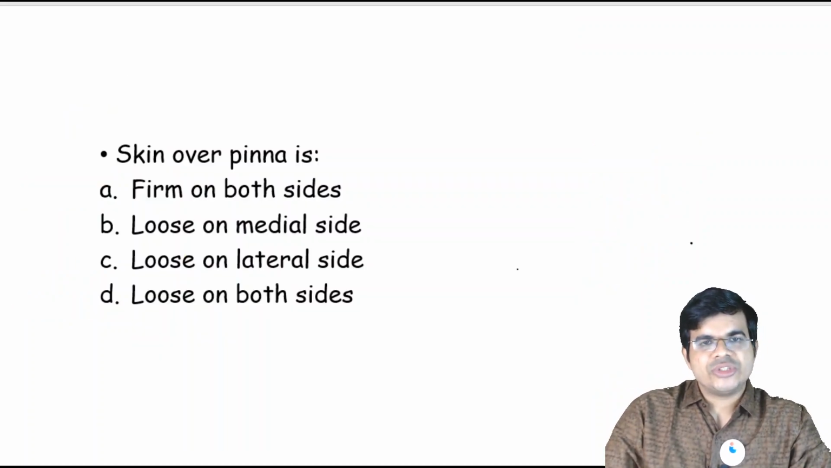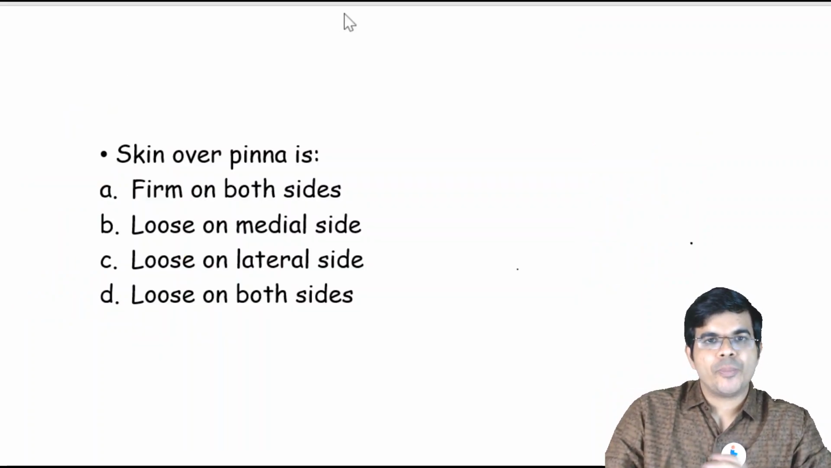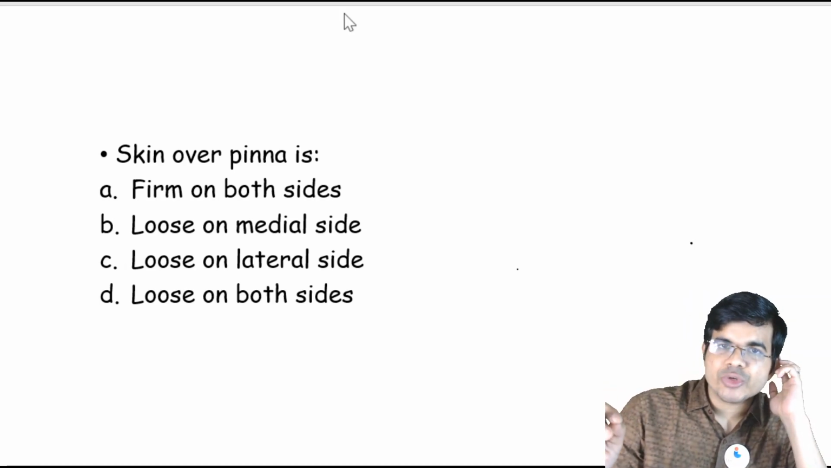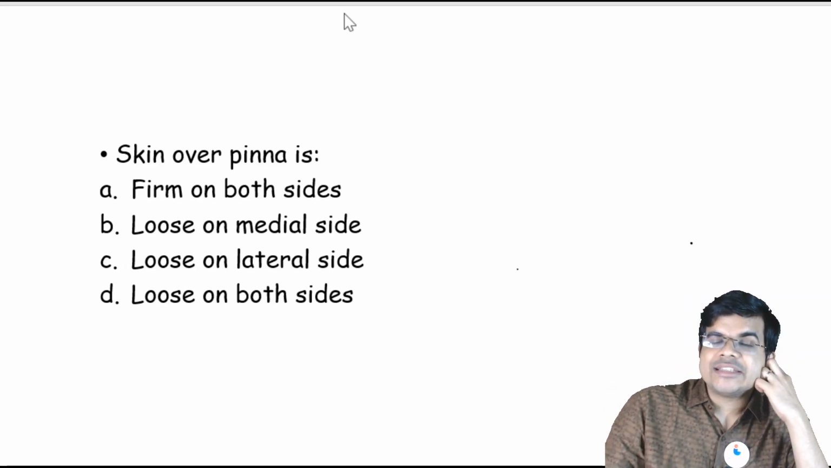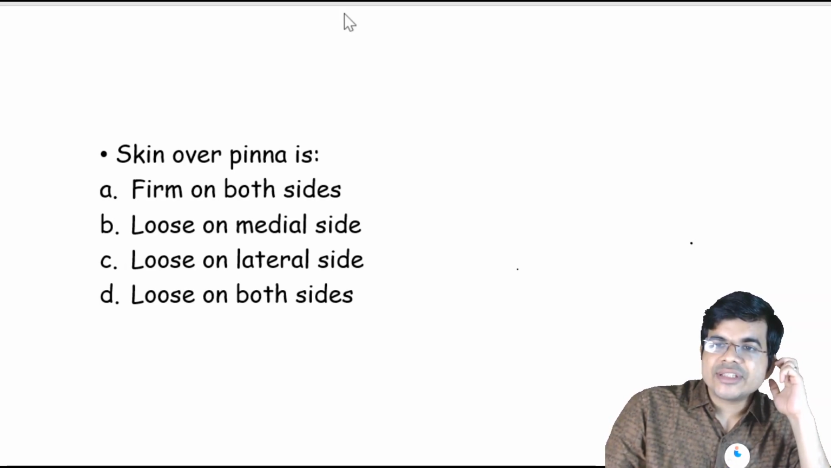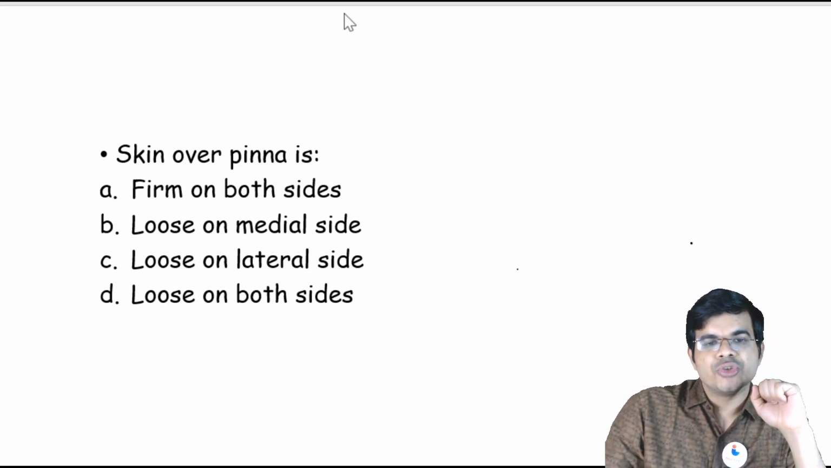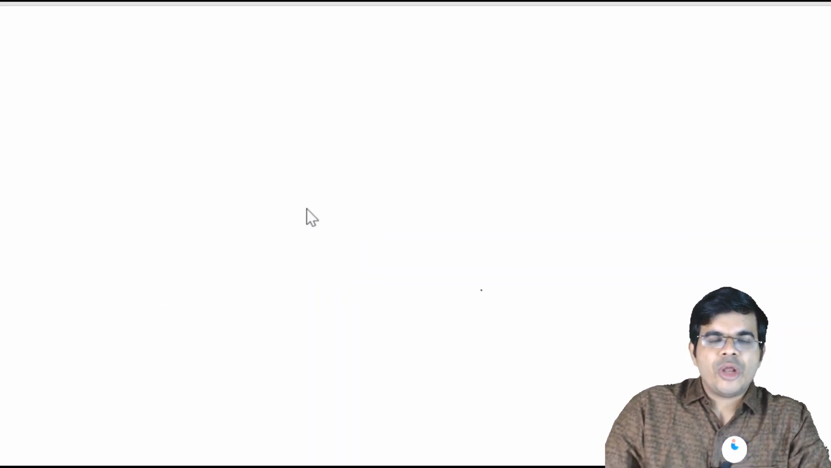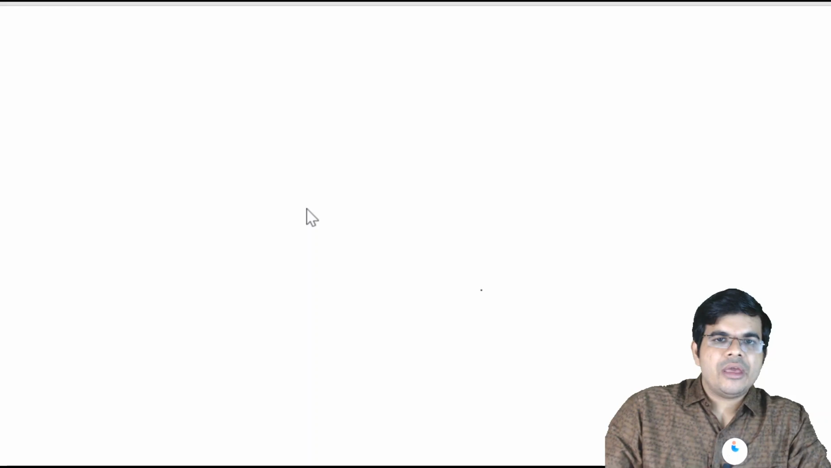And yes, questions are usually asked from this area like this: skin of pinna is firm on both sides, loose on medial side, loose on lateral side, loose on both sides. This I already told you, that is pinna has got a lateral surface and a medial surface. On the lateral surface, it is tightly adherent to the underlying perichondrium, whereas on the medial surface it is loose and it has got subcutaneous tissue, so the chance of perichondritis is less. So the answer to this question is, it is loose on the medial surface, okay, and it is firm on the lateral surface.